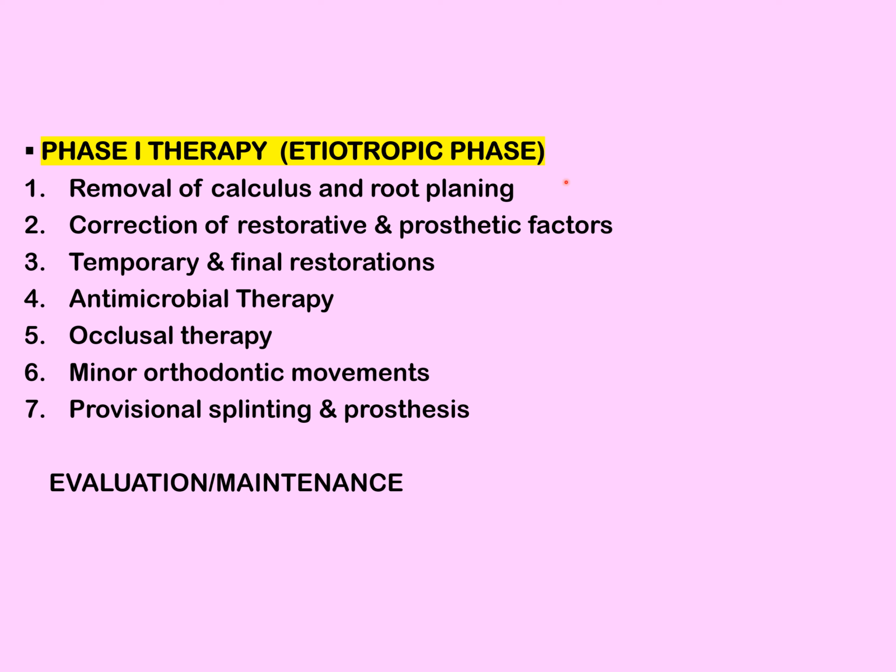Next is the etiotropic phase or the phase 1 therapy. In this, calculus is removed and root planing is done. Restorative and prosthetic factors are corrected. Temporary and final restorations are done. Antimicrobial therapy is given to the patient where required. Occlusion therapy is performed. Minor orthodontic movement is done and provisional splinting and prosthesis is done, followed by maintenance of the patient.